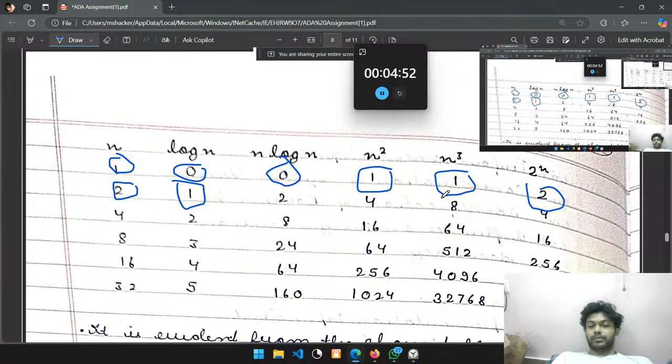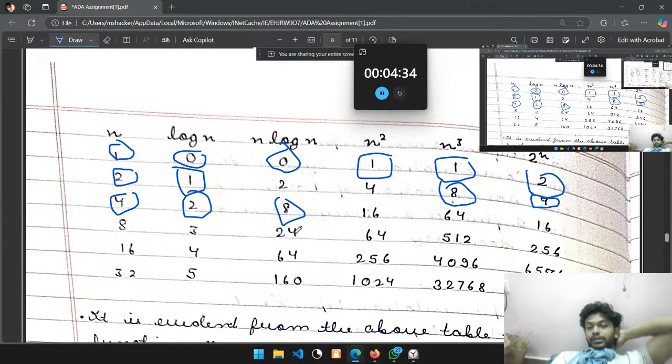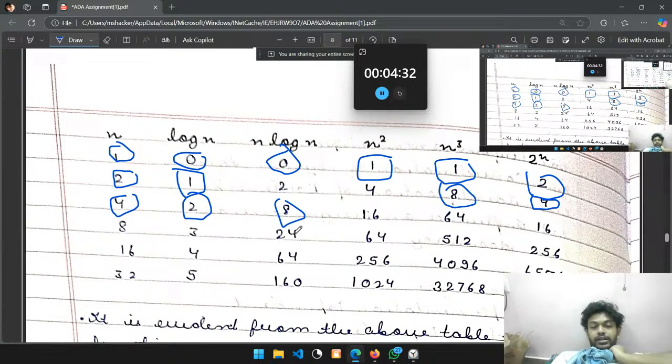Yeah, it's understandable, man. I can understand it for the first time in my life. Okay, for 4, it becomes 2, 8, 16, 64, 16. This is actually interesting. I need a calculator.